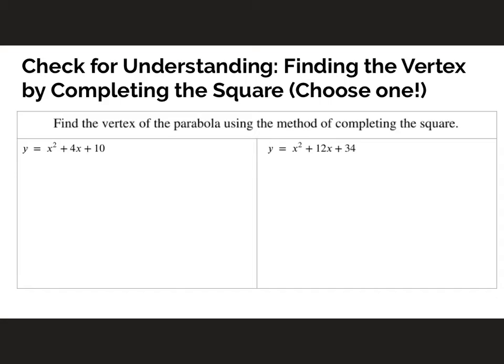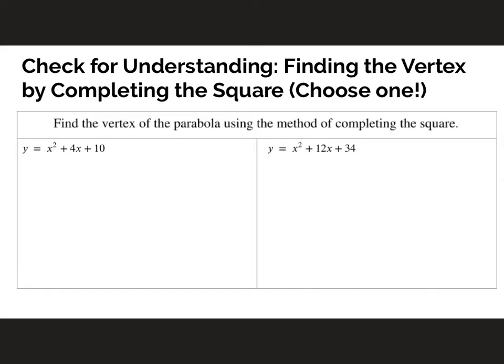So on the next page, you have a check for understanding where you're finding the vertex by completing the square, right? You do not have to do each one, right? So just pick one and then just go with it. Do your step 1, where you're completing the square. Step 2, isolate your y. Step 3, identify your vertex, right? So pause the video, take about 3 minutes to just work on one of these problems where you're finding the vertex.